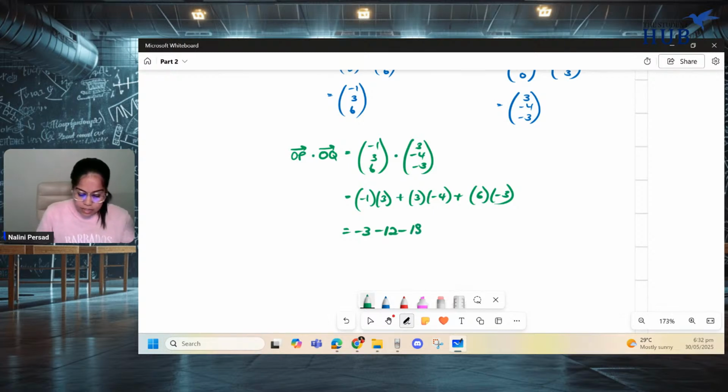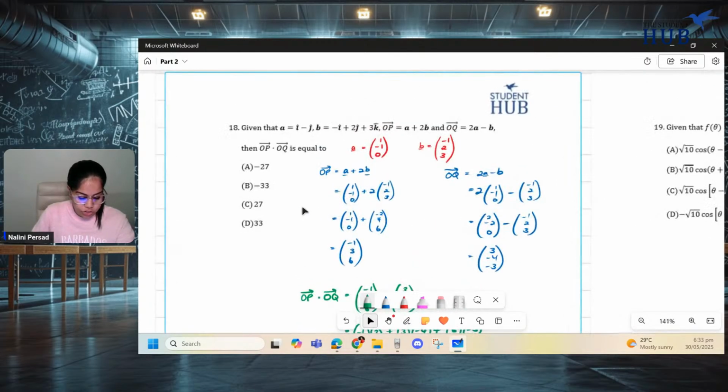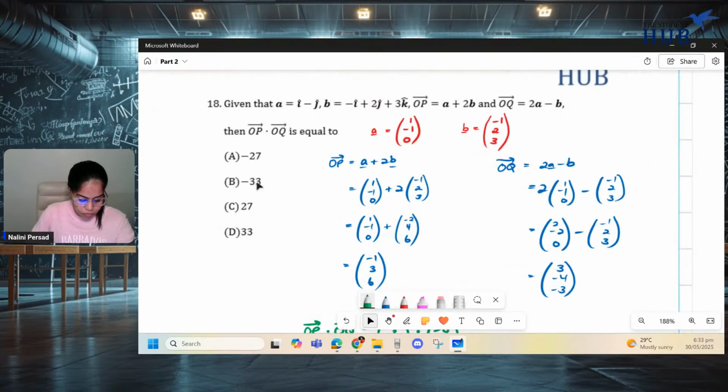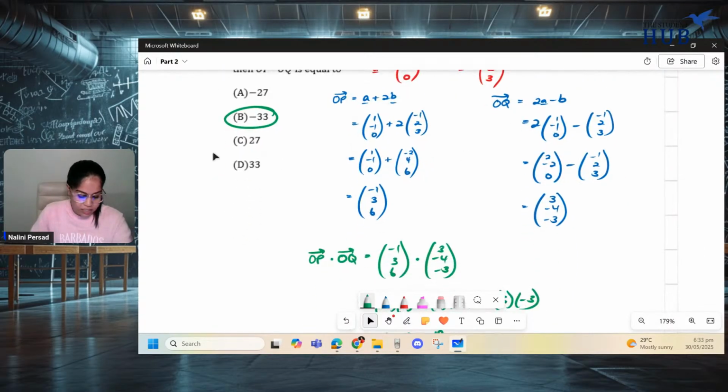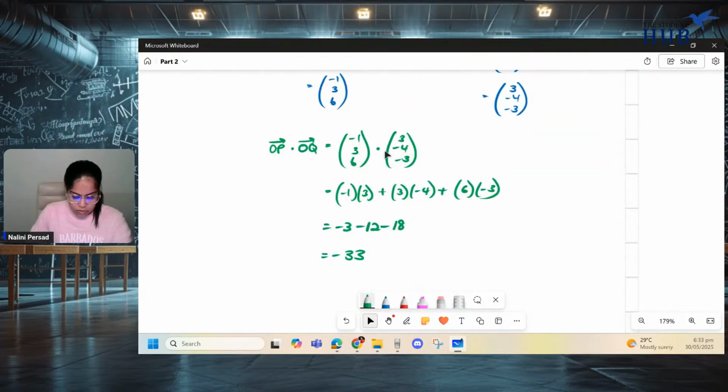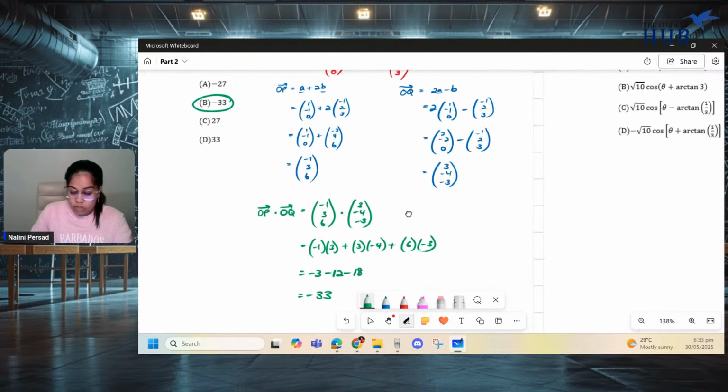-3 minus 12 minus 18, that is -33. So the dot product is -33, which is answer choice B. Hopefully I didn't make any issues with the signs. The answers were close to each other. Right, so that is how you find the dot product.